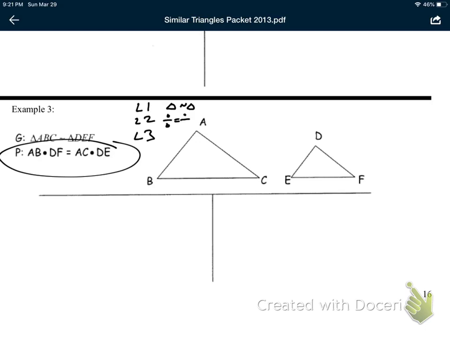Oh, that looks like division. That's not an accident, but there you go. And then level 3 was the cross product that came from. So what we're actually going to do is build backward. Okay? We know that we need to end with the cross product. AB times DF equals AC times DE.